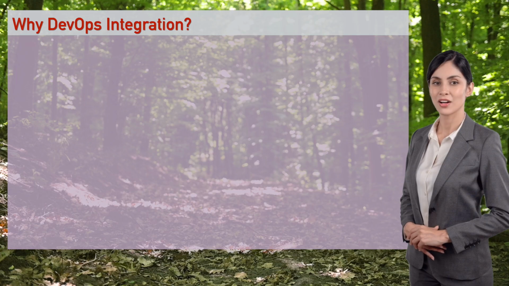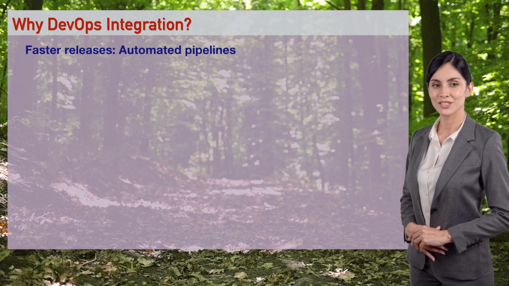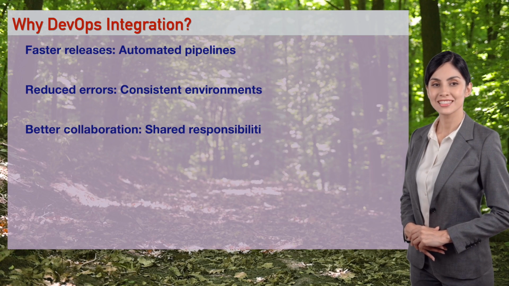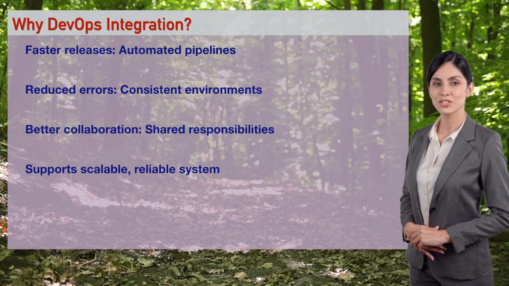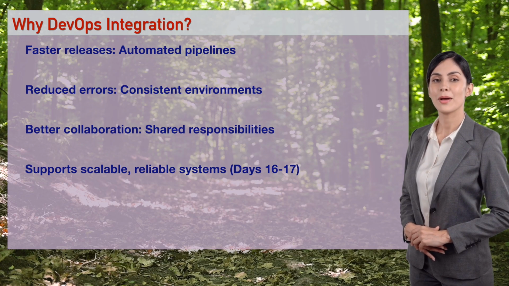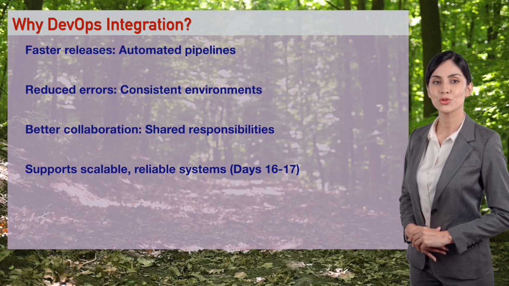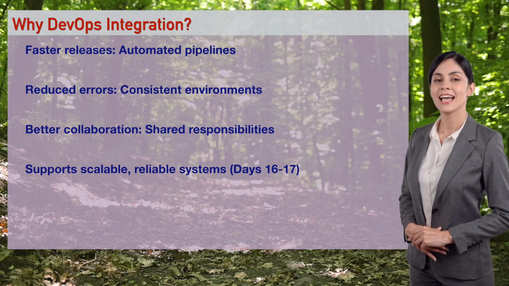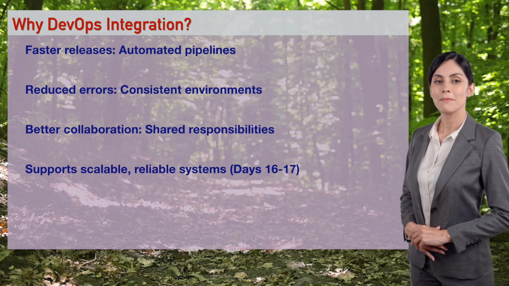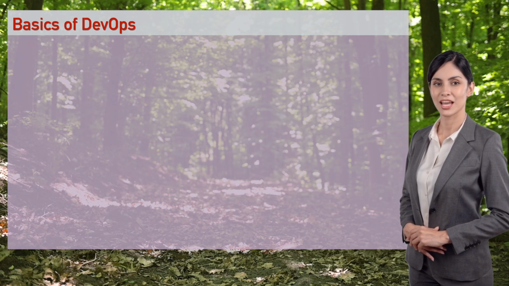Why integrate DevOps into architecture? It accelerates releases through automated pipelines that build, test, and deploy code rapidly, shortening cycles from weeks to hours. It reduces human errors by ensuring consistent environments across dev, test, and prod. It fosters better collaboration by breaking silos with shared tools and responsibilities. This supports day 16's scalable patterns and 17's reliable engineering by automating scaling and redundancy, making systems more adaptable to change.